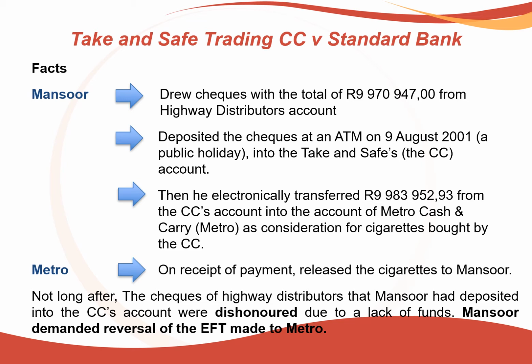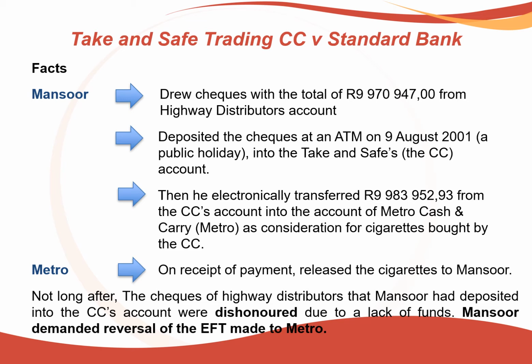Mansour drew checks totaling just under 10 million against Highway Distributors' account and deposited them at an ATM on the 9th of August 2001, which was a public holiday, into the CC's account. Directly thereafter, Mansour electronically transferred a similar amount from the CC's account into the banking account of Metro Cash and Carry as consideration for cigarettes purchased by the CC. Upon receipt of the payment, Metro released the cigarettes to Mansour.